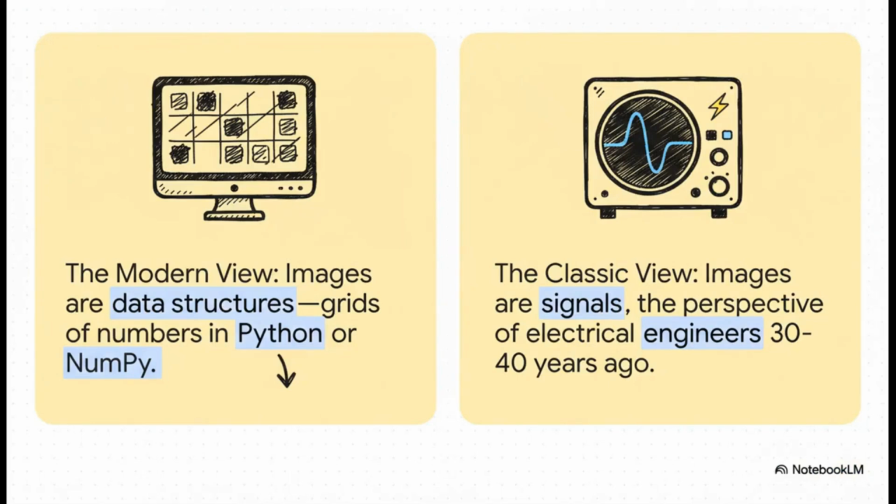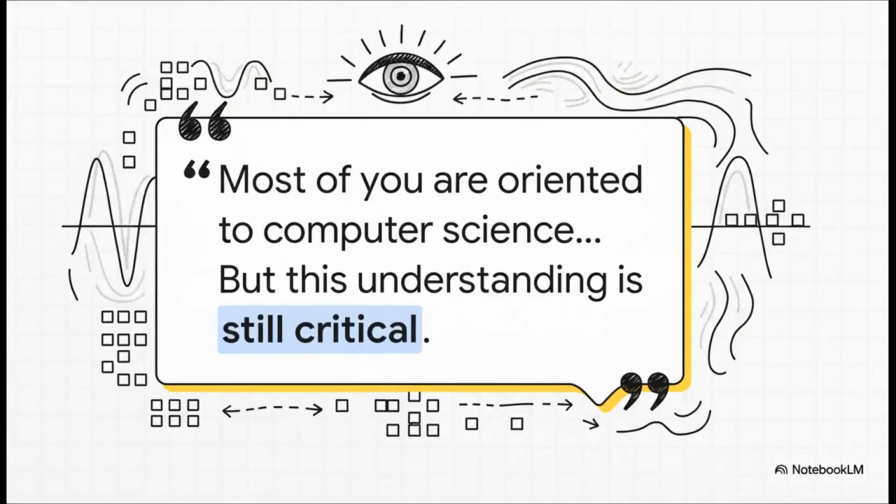Yeah, check this out. Today, most of us, especially if you're in computer science, think of an image as a data structure, right? It's a big grid of numbers, something you load up in Python with NumPy. But if you rewind the clock 30 or 40 years, the folks who pioneered all this stuff were electrical engineers. And to them, an image was a signal, just like a sound wave from your speakers. And that classic way of thinking is what we're tapping into here. Even though our tools are completely different now, that fundamental idea that an image is a signal is still absolutely critical. It lets us see past the individual pixels and really understand the information they're carrying.